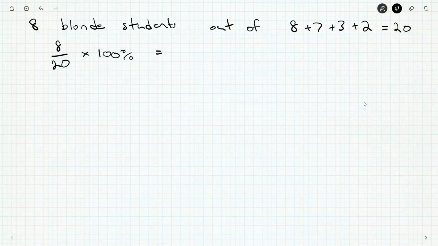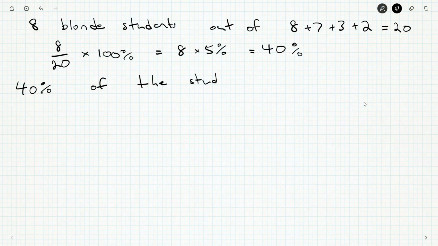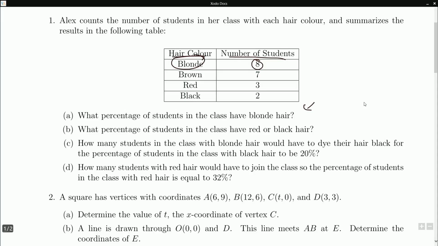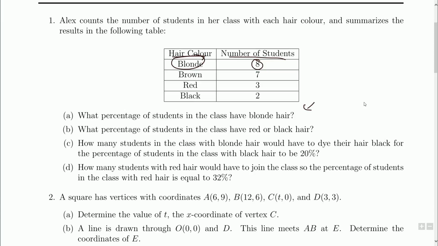So what have we got? Well, 100 divided by 20 is 5. We'll keep the percent sign around here. 8 times 5 is 40. So 40%, we might finalize our part A by saying 40% of the students are blonde. All right. So that's all there is to it. We have a nice little therefore statement or a finalizing statement. And we can move on to B part here.